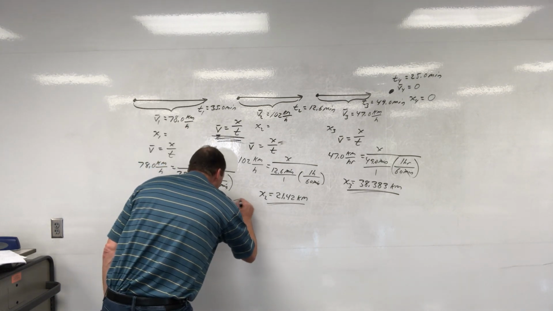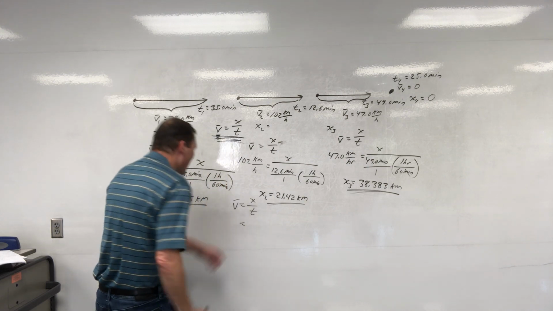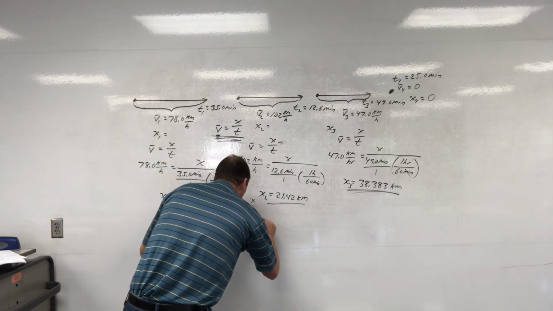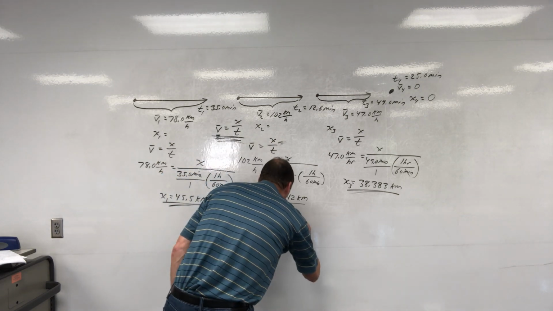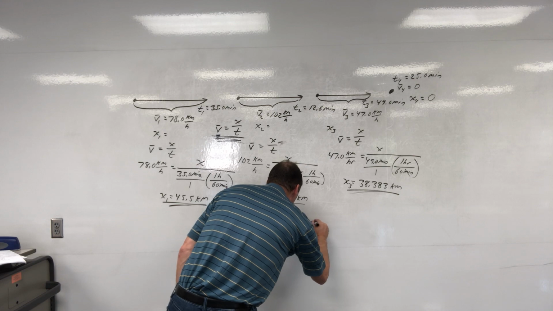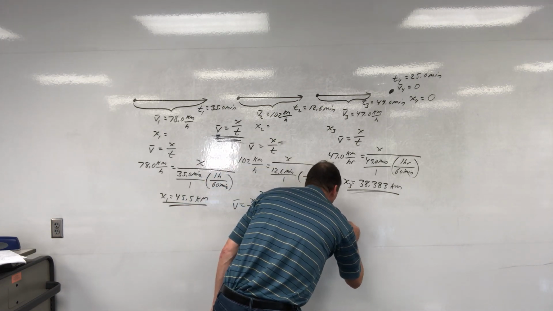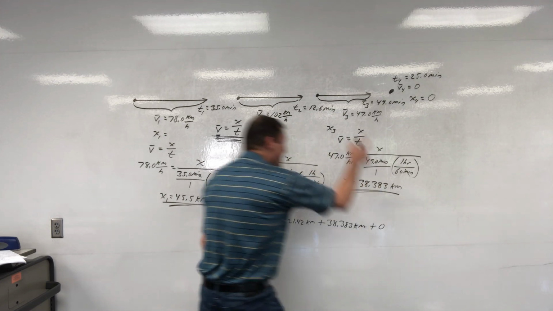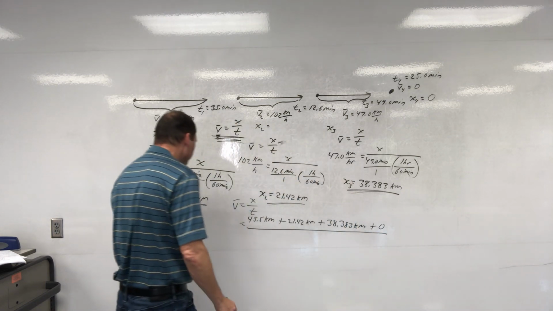So average velocity equals displacement over time. The average velocity is going to be 45.5 kilometers plus 21.42 kilometers plus 38.383 kilometers plus 0, over the total time.